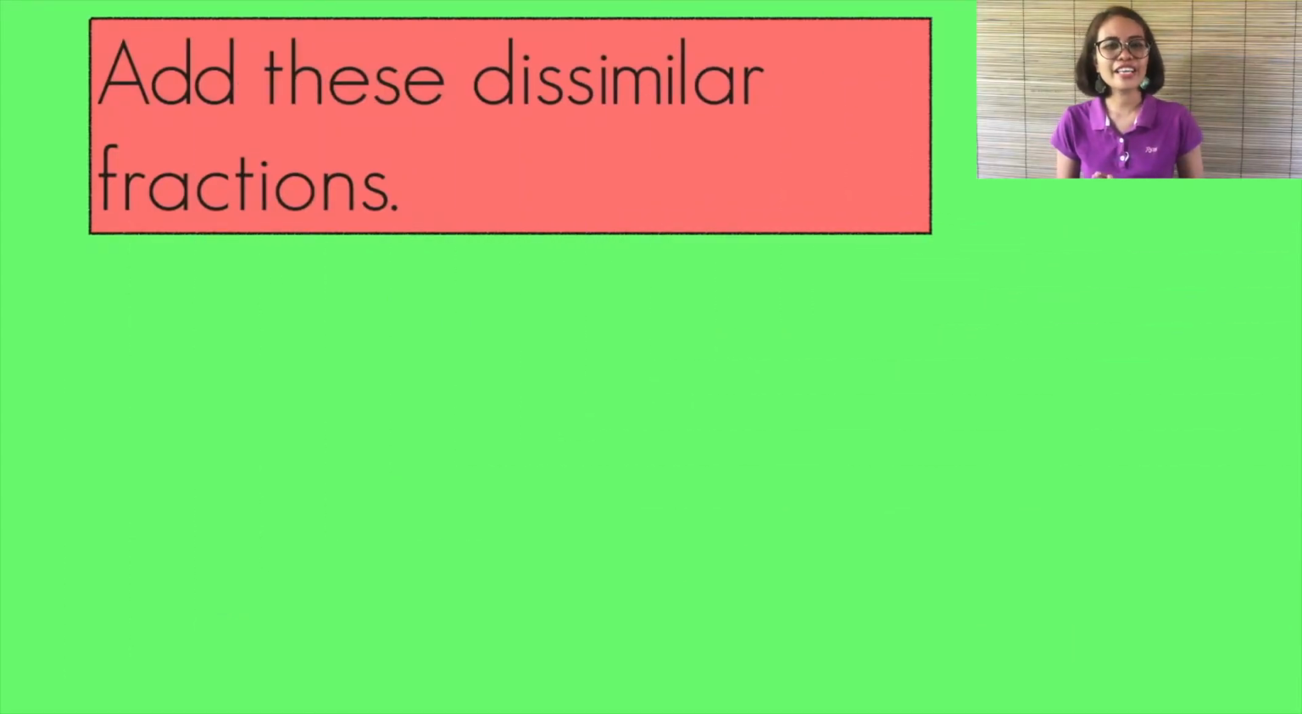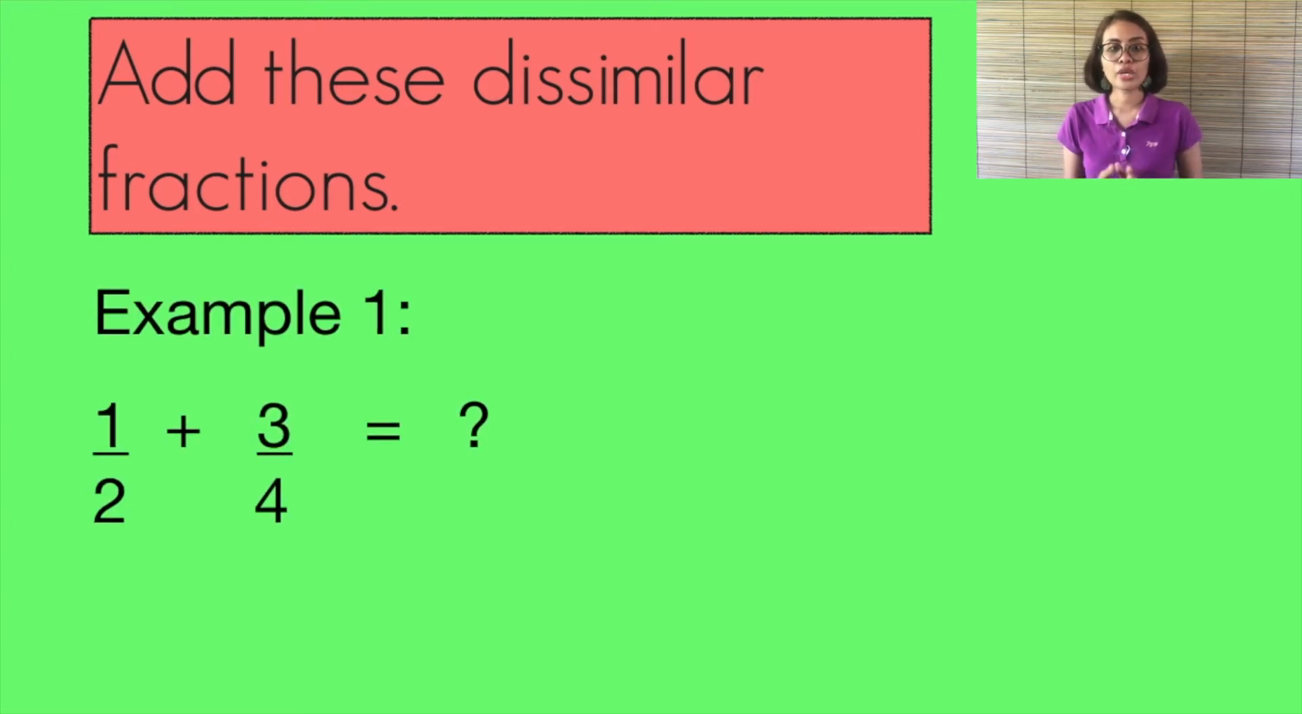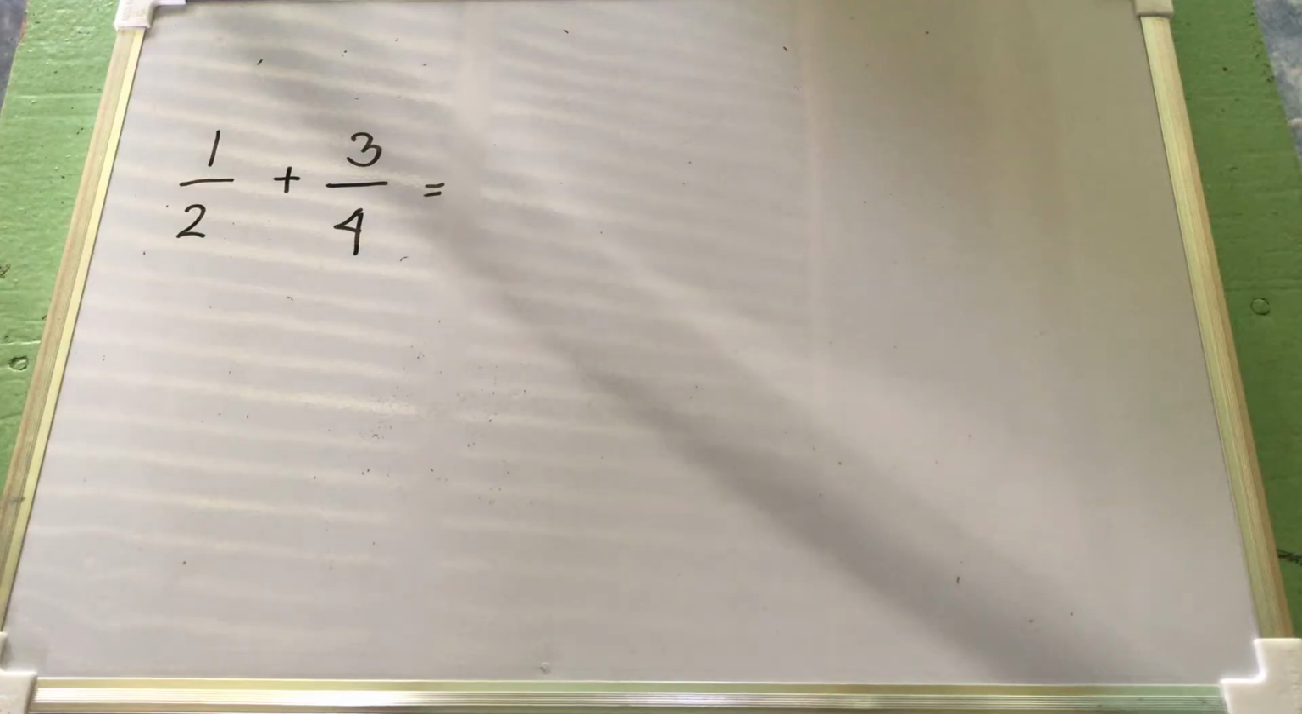So let's try the dissimilar fractions. First example, we have 1/2 plus 3/4. Let's solve 1/2 plus 3/4. These are dissimilar fractions. So first, we will find the LCD. Now, what is LCD? Before, it was called the LCM. You had your previous lesson about it. So let's find the LCD.